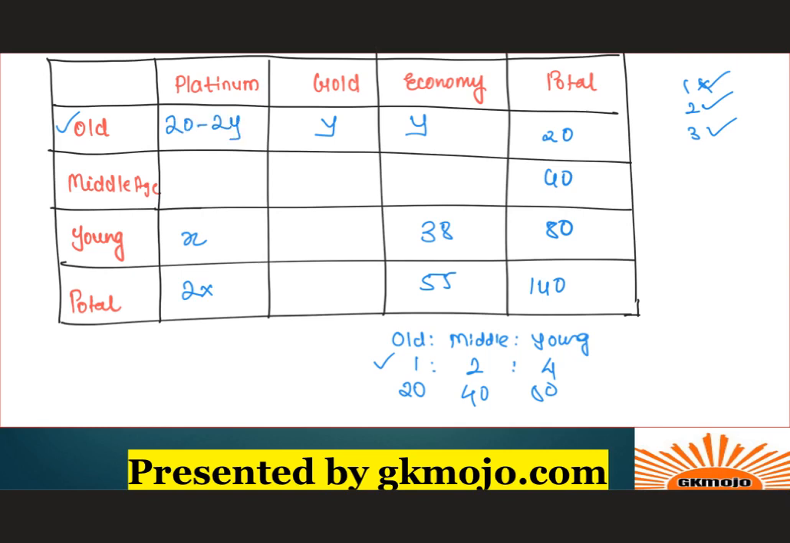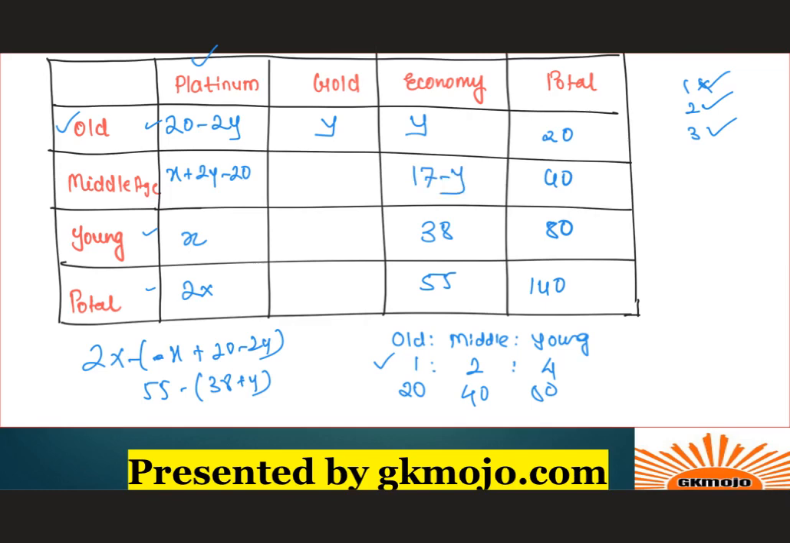Alright, gold and economy, right? Similarly, this platinum row, alright, look vertically. We have this, and we have this total as 2x. So it will be 2x minus this x plus 20 minus 2y, right? So what you will get over here is x plus 2y minus 20, right? Similarly, over here in the economy section, this will be 55 minus 38 plus y, right? Because this is the total. So here you will have 17 minus y.